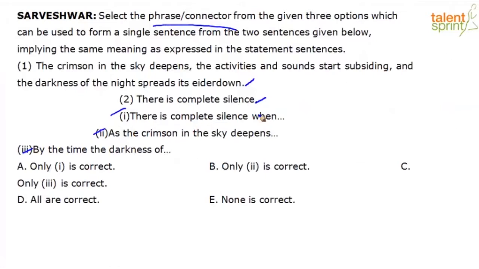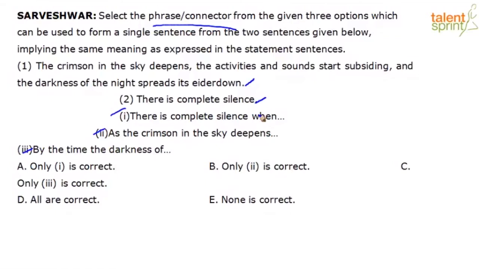Second one says, as the crimson in the sky deepens. So as the crimson in the sky deepens, the activities and sounds start subsiding. And I feel like wanting to use option 3. And by the time the darkness of the night spreads its ether down, there is complete silence. So in that case, let's quickly look at option 3 as well. By the time the darkness of the night spreads its ether down, the crimson in the sky deepens, the activities and sounds start subsiding, and there is complete silence.